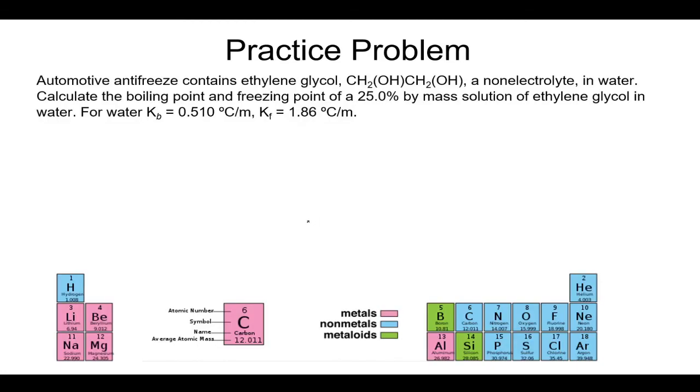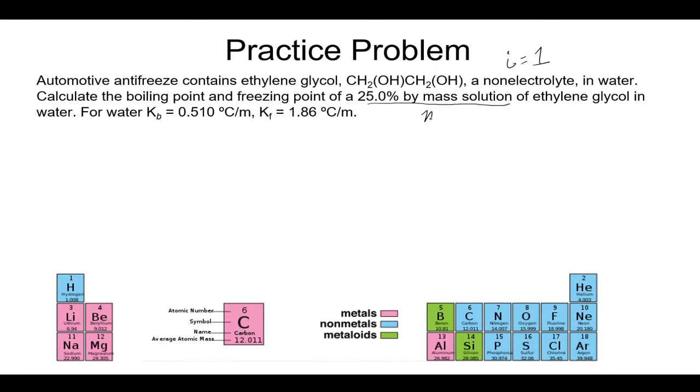Here's a practice problem for freezing point depression and boiling point elevation. I'm going to work through it. If you're watching the video and would like to attempt it yourself, please feel free to pause the video here. Okay, so let's go through and calculate this. Another application here: antifreeze in our car contains ethylene glycol, a non-electrolyte, and water. As soon as I read that, non-electrolyte, alarm bells going off for van 't Hoff, i equals 1. Calculate the boiling point and the freezing point of a 25% by mass solution.